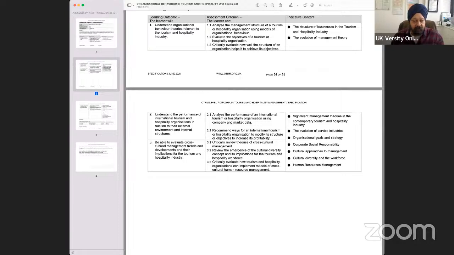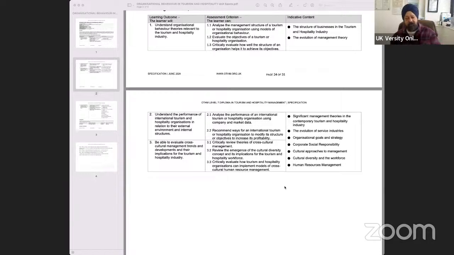The second part is to understand how cultural diversity, and the concept of cultural diversity, has come across in the field of tourism, and how this matters when we manage a workforce which comes from diverse backgrounds and takes up different roles and responsibilities within the organization.